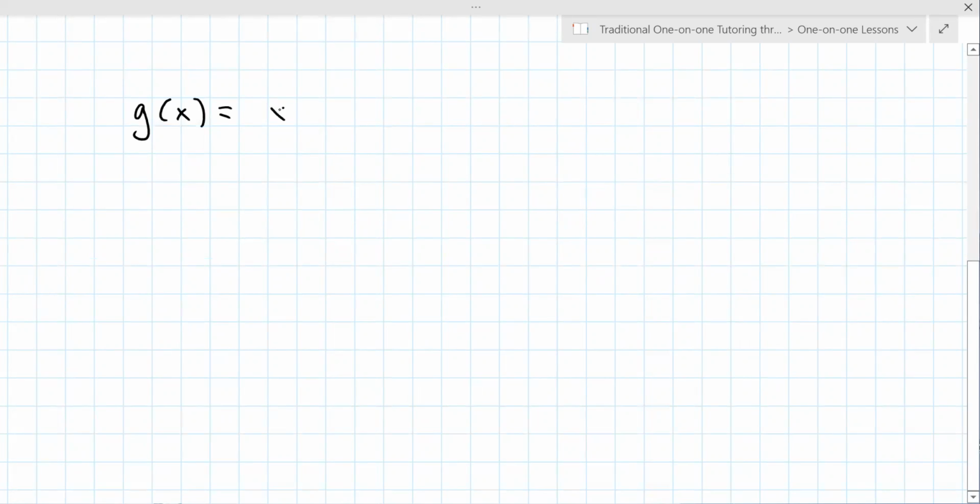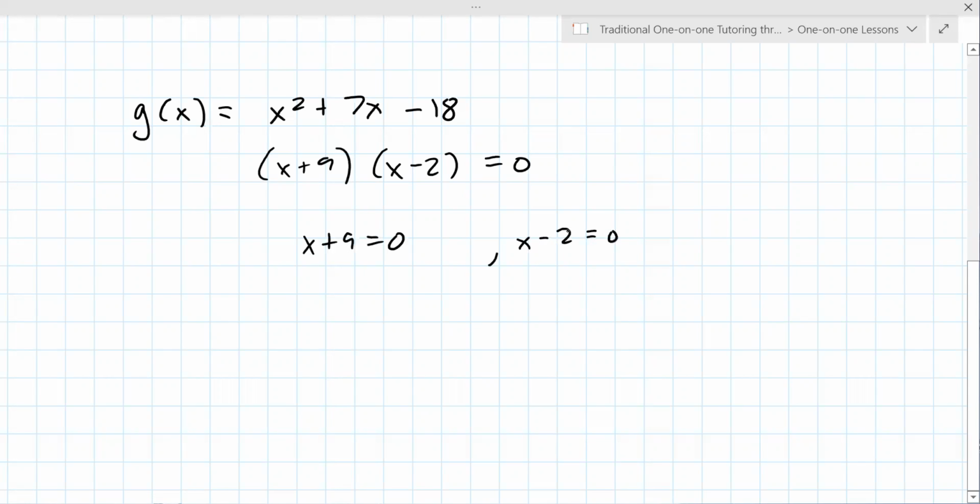All right, let's look. X squared plus 7x minus 18. Go ahead and do the same thing for this one, please, and let me know what you come up with. I got x equals negative 9 and then x equals 2. Yeah, that sounds right. So you set them both equal to 0, and then you get, like you said, x equals negative 9 and x equals 2.